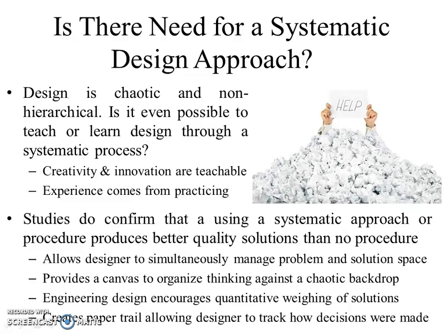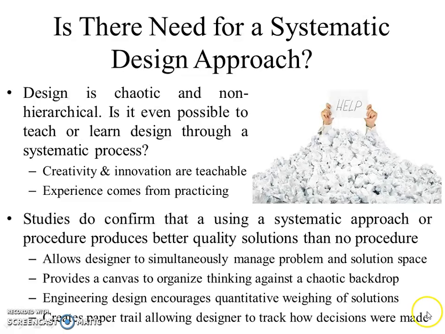Third is that engineering design encourages quantitative weighting of solutions. So even though there is a lot of creativity and innovation, and sometimes those things can't be quantified, the engineering design process does include a quantitative step, which is down selection, which allows you to select from all the possible solutions you've come up with to select the best one. And that is a quantitative process that you can always go back to and say, this is why I made a particular decision, because I used engineering analysis, engineering mathematics, and a quantitative process to assign a number to various possible solutions and then pick the solution with the highest number. So it does quantify what's otherwise a very chaotic process.